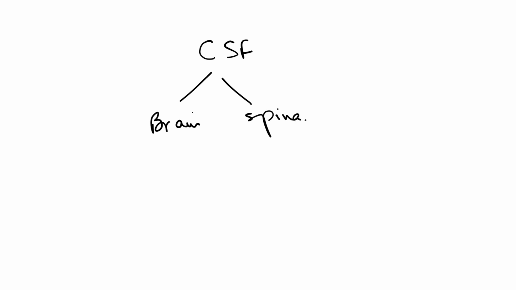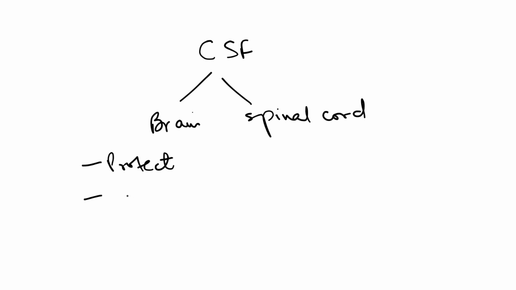In this video, we are going to talk about CSF, the cerebrospinal fluid. The cerebrospinal fluid is the fluid that surrounds the brain and the spinal cord. The major function of CSF is to protect the brain and spinal cord from injury. It acts as a cushion to protect them from injury.